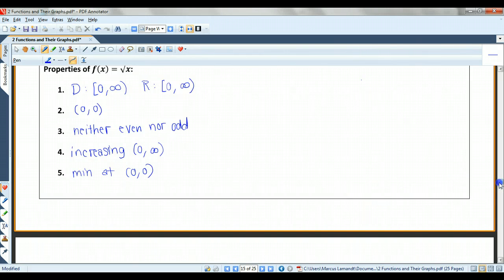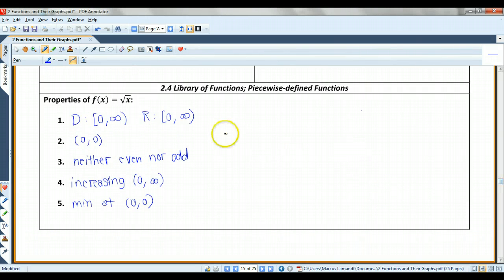Alright, so properties of f of x equals root x. The domain is from 0 to infinity. The range is also from 0 to infinity. It only has one intercept. It's both the x and y intercept, 0, 0. It is neither even nor odd. It's increasing from 0 to infinity, and it has a minimum at 0, 0. Okay? And it looks something like this.